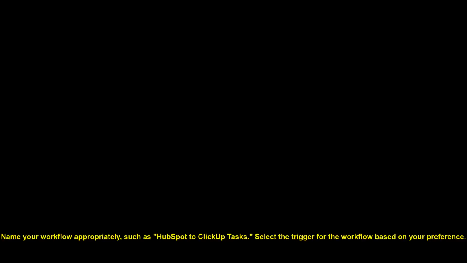Now, go back to the Integrations section in HubSpot. Select Workflows from the sidebar. Click on the Create Workflow button. Choose the Start from Scratch option for a custom workflow. Name your workflow appropriately, such as HubSpot to ClickUp tasks.